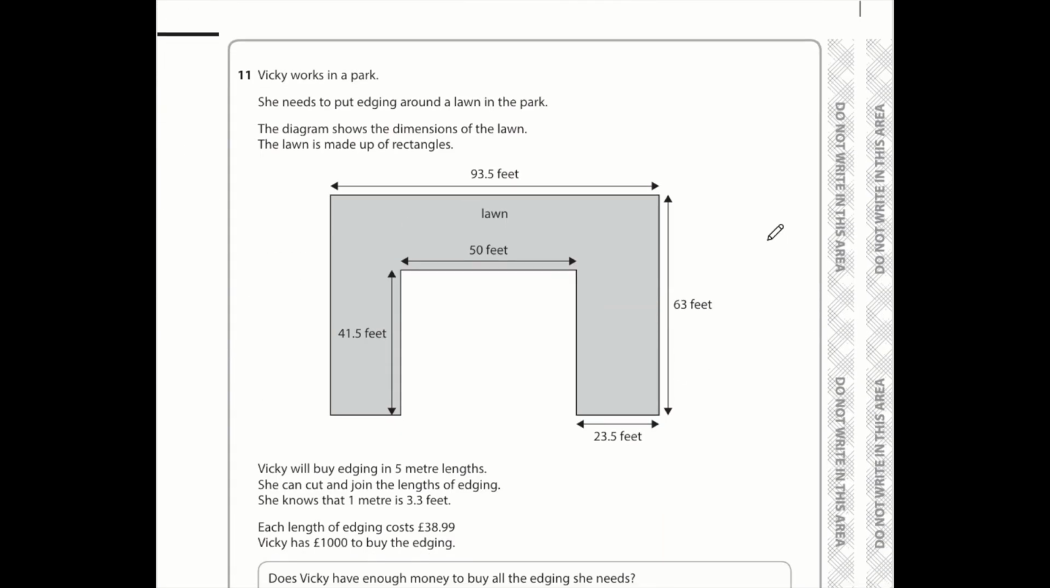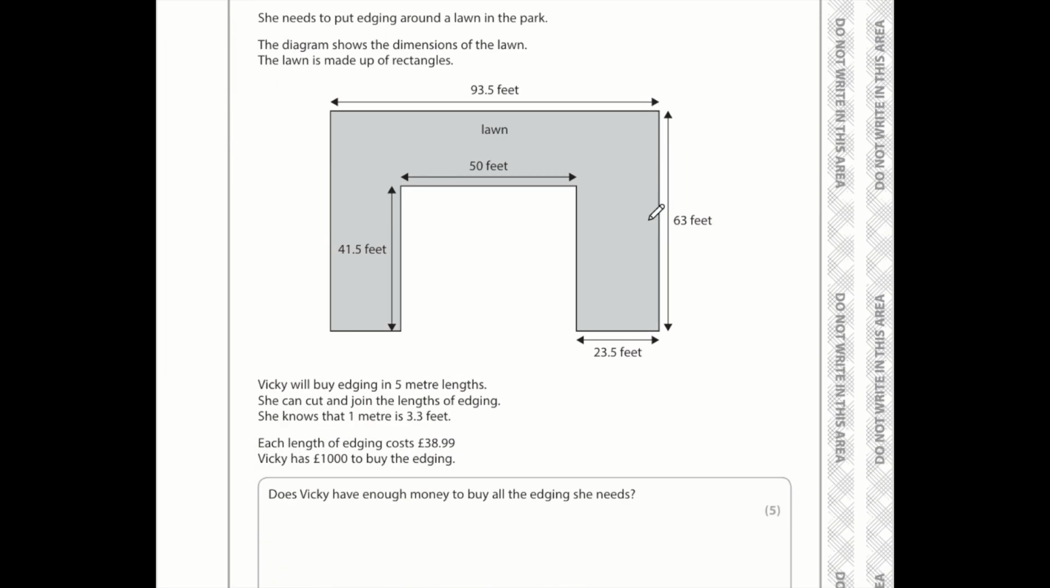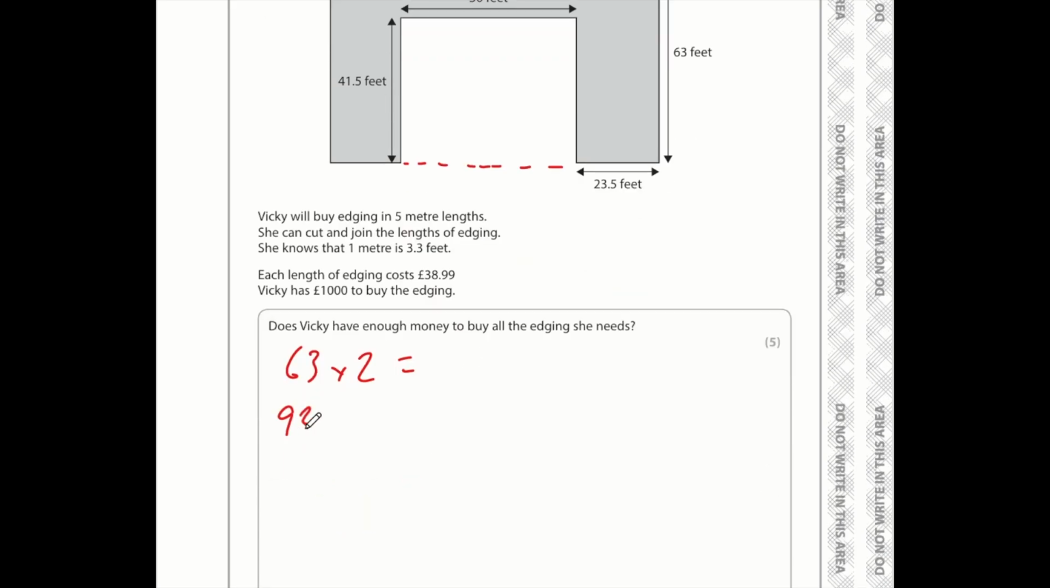Okay, so for this question, what we need to do first of all is work out the perimeter. So what we've got is 63 feet on this side and this side, so that is 63 feet times by 2. Now I'm going to make a little shortcut here. Now if this is 93.5 feet, we know it's a rectangular lawn, and if I just relocate this 50 feet to here and join it up, this plus 50 plus 23.5 is going to be 93.5 feet. So we're going to add on 93.5 feet times by 2, and also 41.5 times 2 as well.